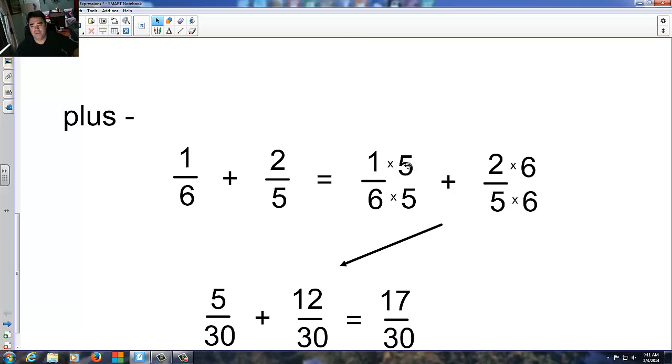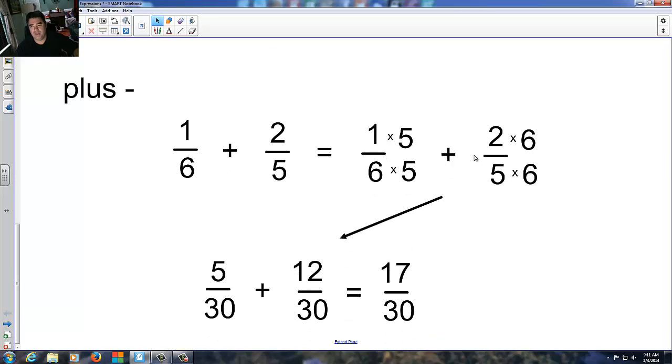Well, 1 times 5 is 5. 6 times 5 is 30. 2 times 6 is 12. 5 times 6 is 30. 5 plus 12 is 17.